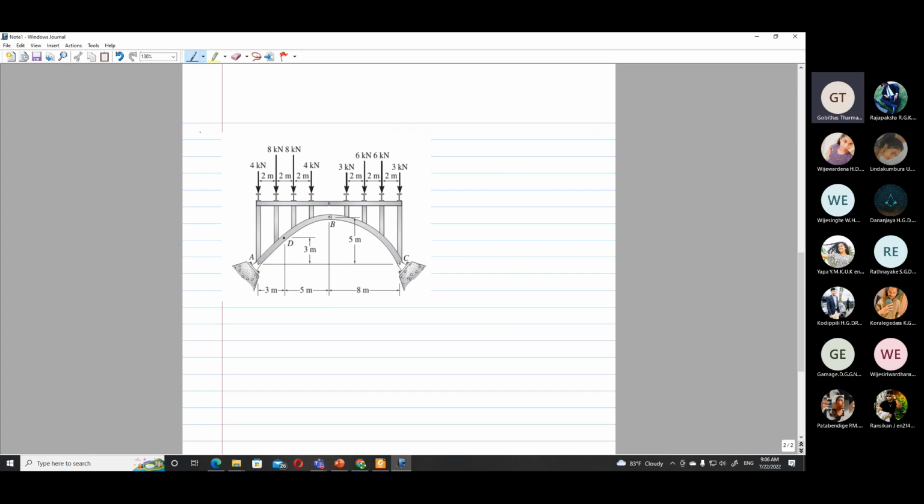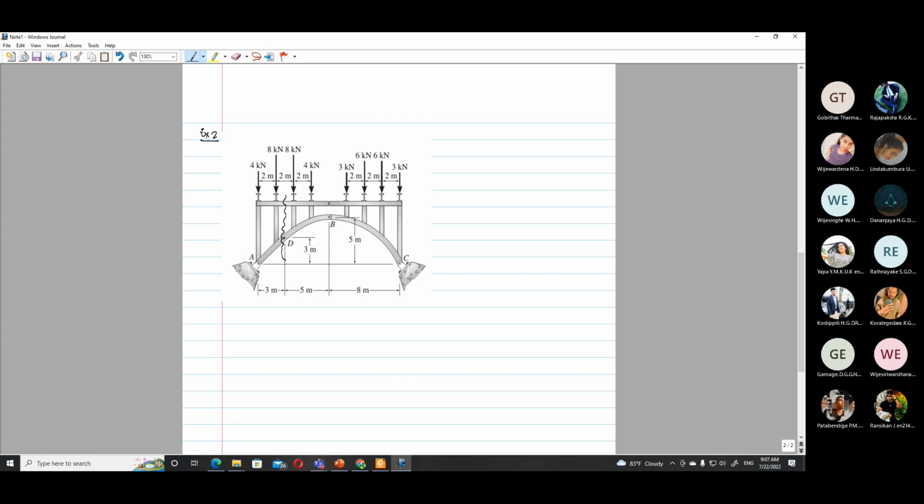So example 2. Here we need to get the moment at D. Like the trusses, we need to look at arches as a separate element. To get that at D, we need to cut it like this, and then we need to get the internal forces and moments. But before that, we need to find these external forces.